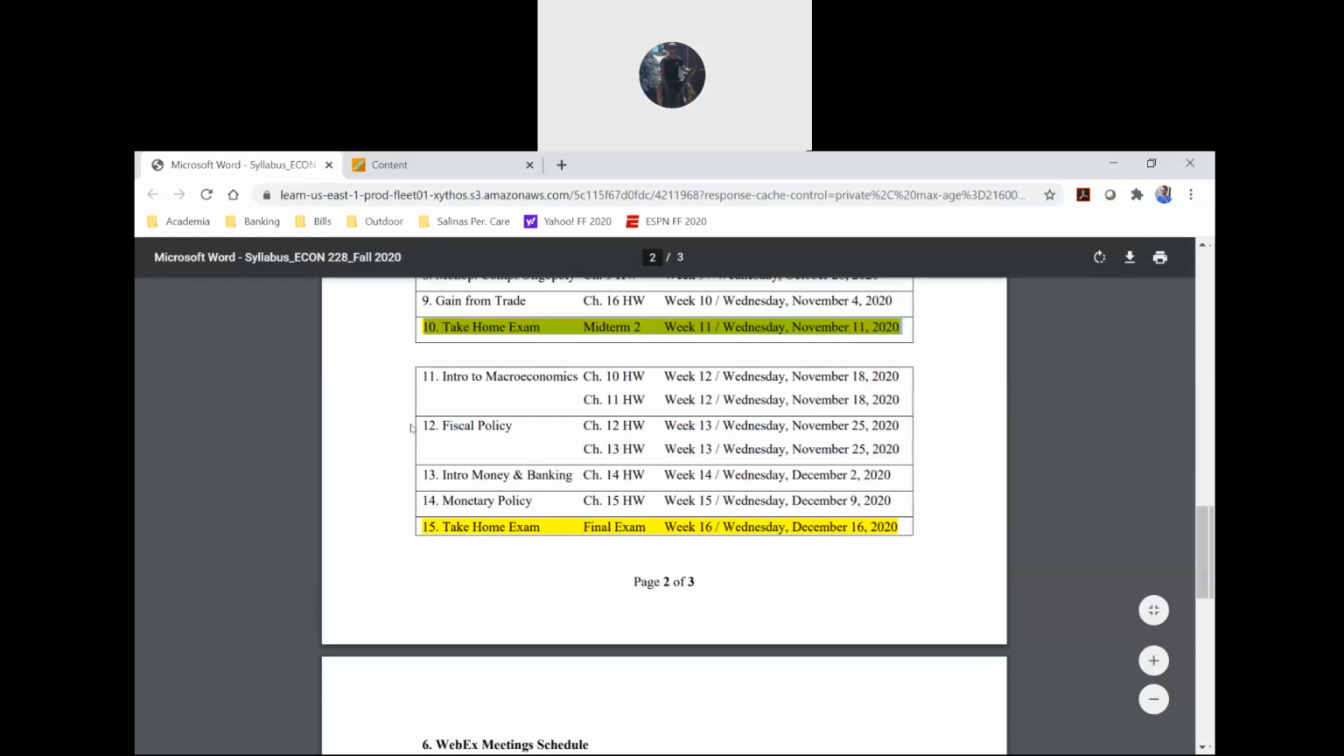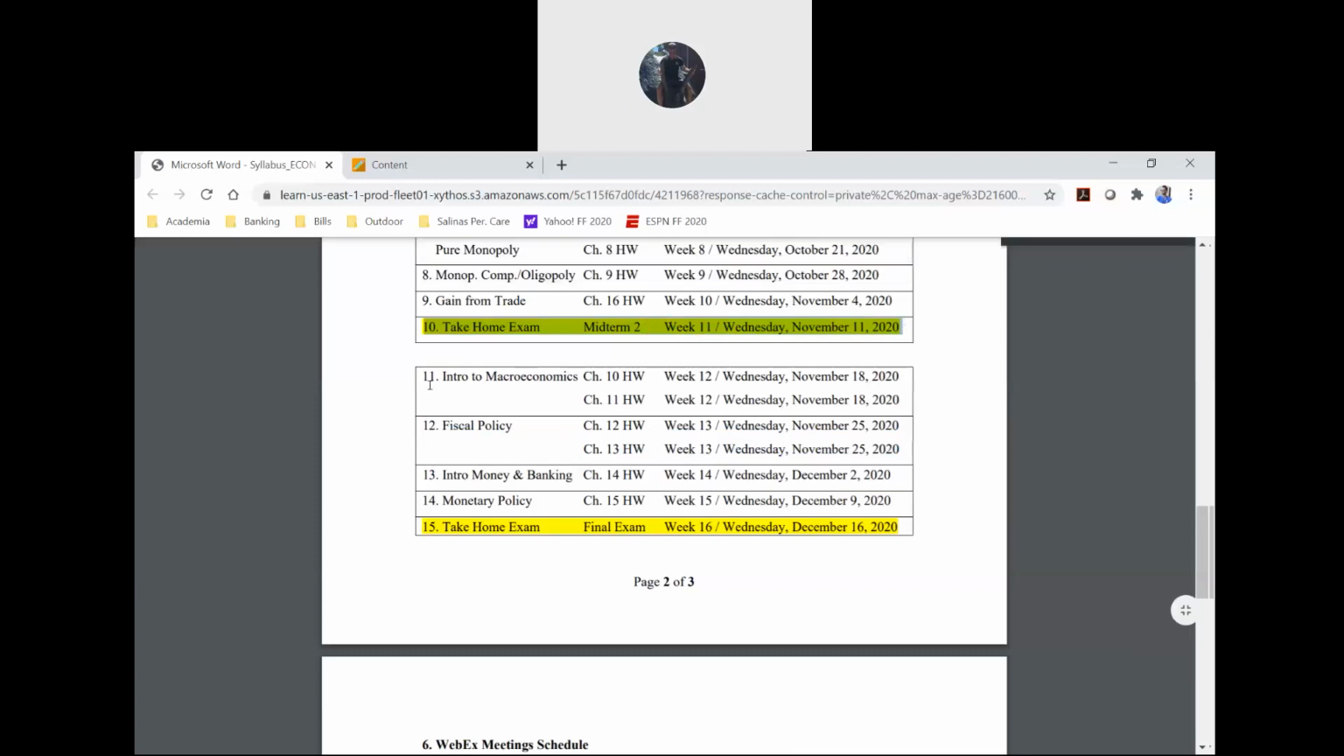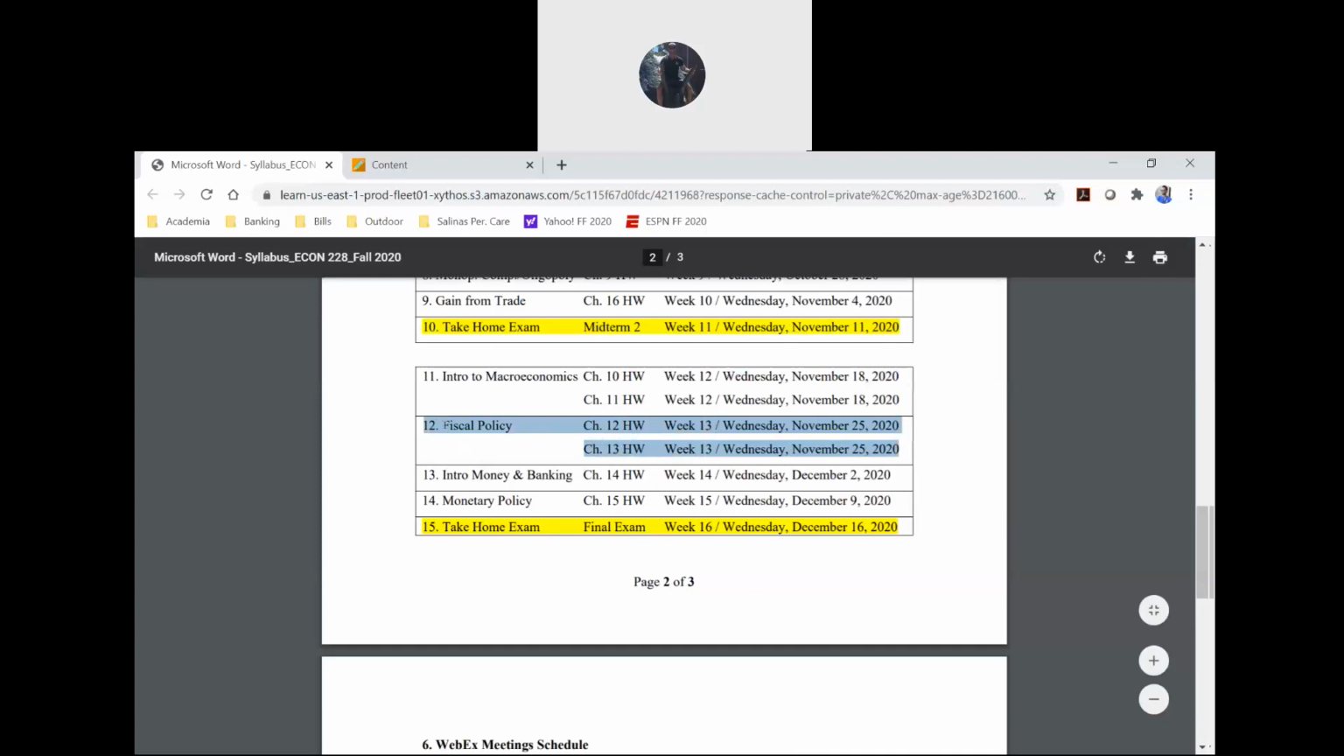I think most of you have. If you want to do the extra credit, you can submit that by the end of tonight as well. This chapter 10, chapter 11 homework is due next Wednesday, and then next week we'll talk about fiscal policy and cover some of the key points of chapter 12 and chapter 13.